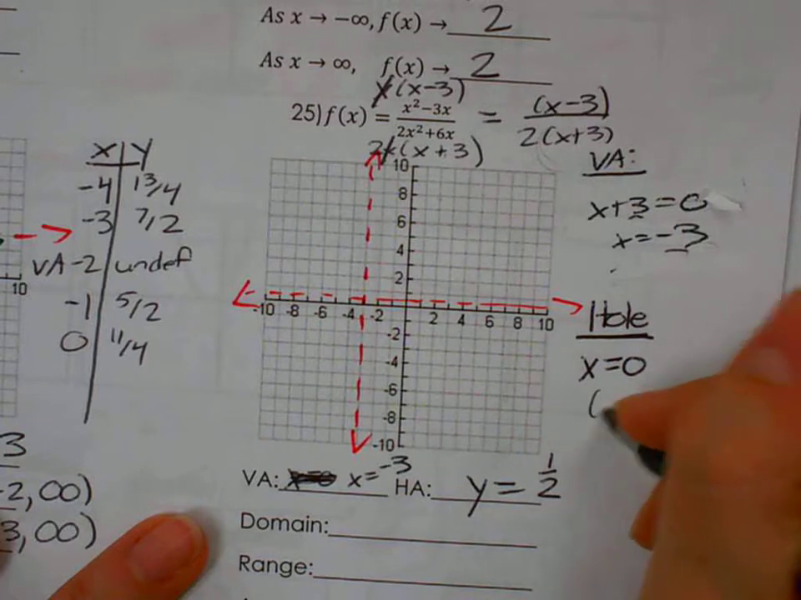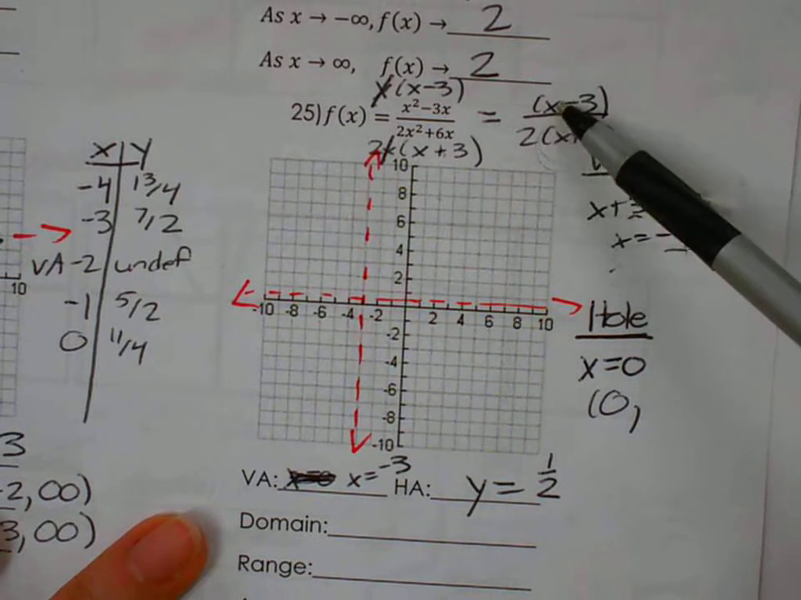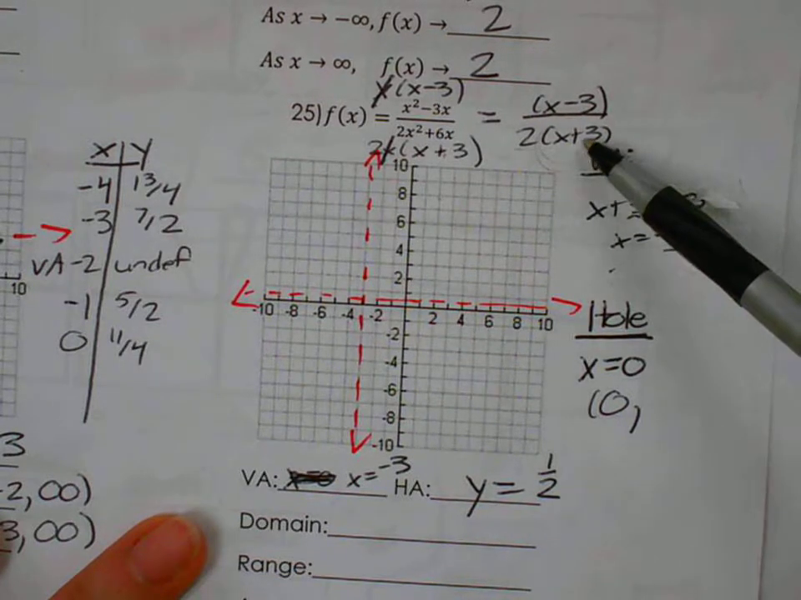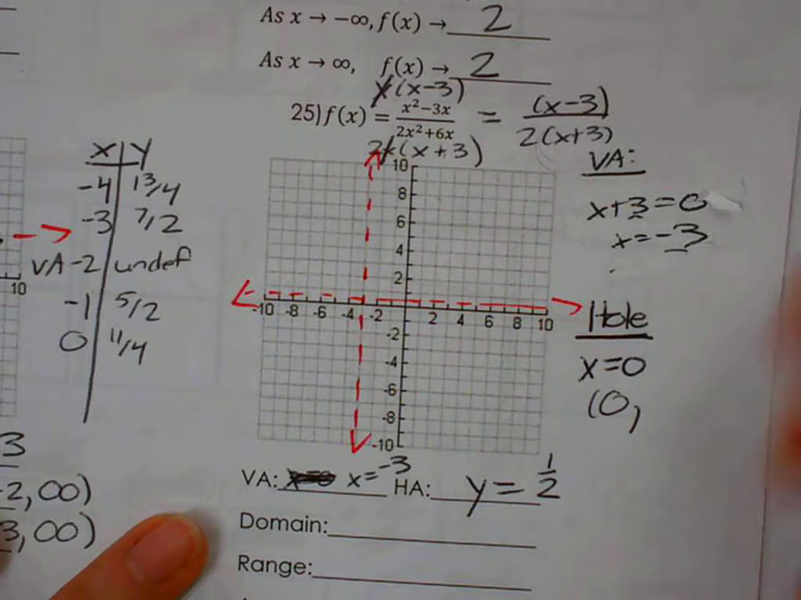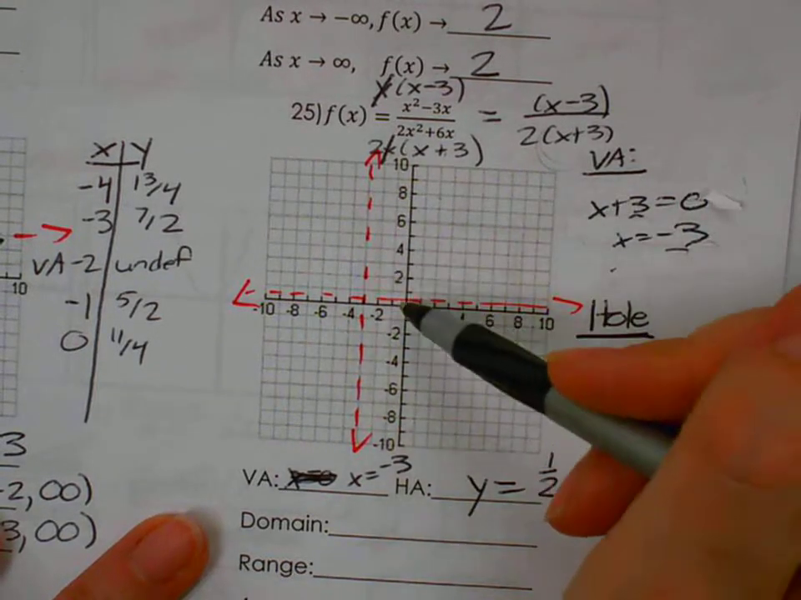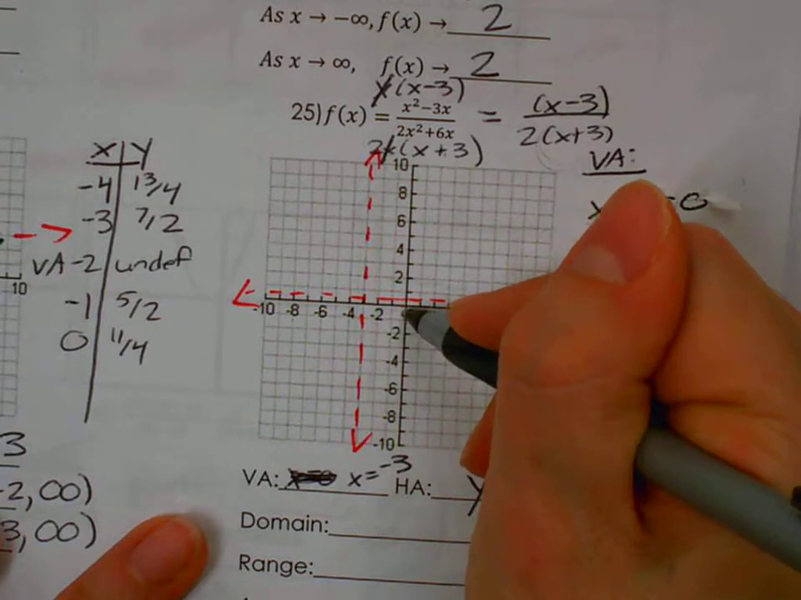And when x equals 0, you can find y by putting it back in here. So 0 minus 3 is negative 3. 0 plus 3 times 2 is 6. So negative 3 over 6, or negative 1/2. So this is my hole. So at 0, negative 1/2, there is a hole.